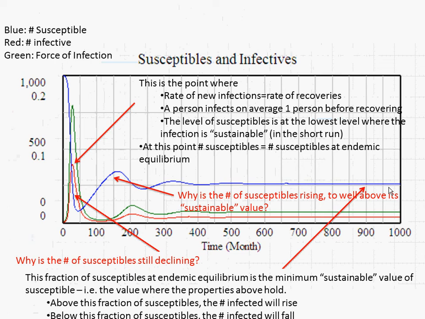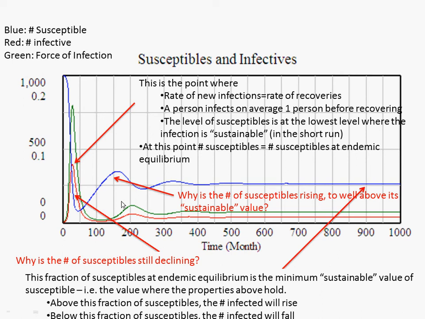And at this point, the number of susceptibles equals the number of susceptibles at equilibrium. You look over here, and it's the same point as here, and it's no coincidence. The blue I'm talking about. It's no coincidence. That is the point where R star equals 1. And that is why there's a peak there. That's why there's that peak.